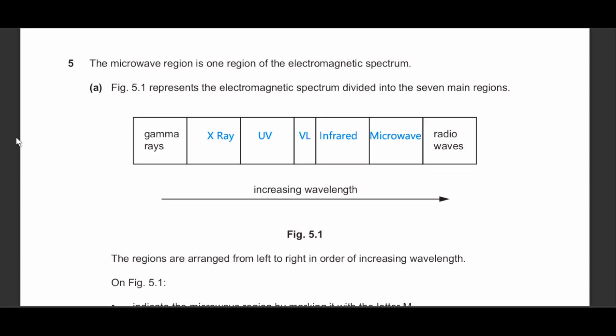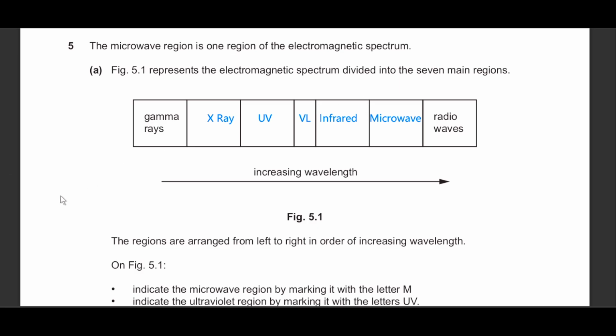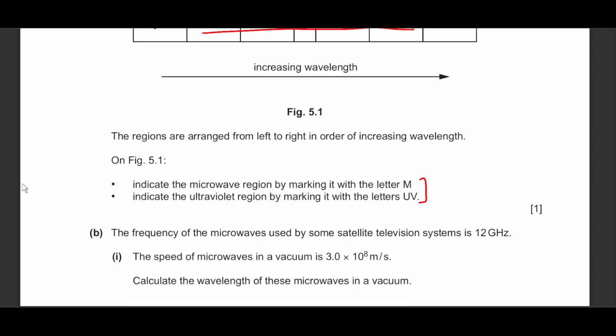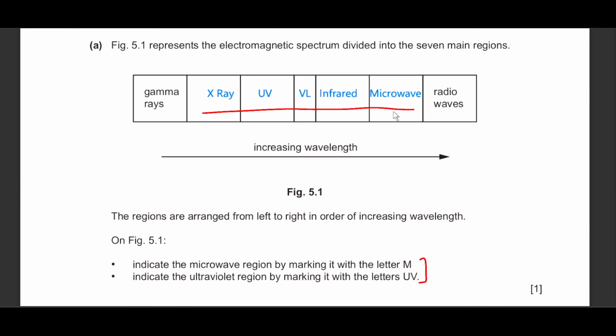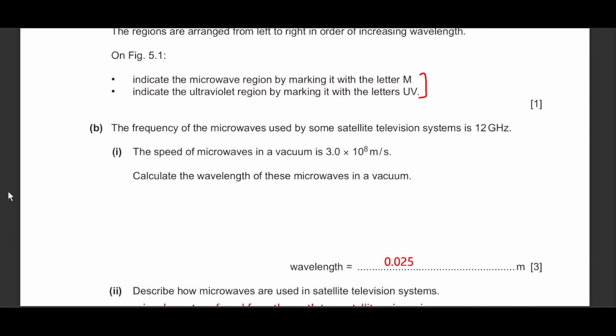Question 5 is from the electromagnetic spectrum. Very rare to see a question like this one, but it is what it is. So I've mentioned all the spectrum, but we were only asked to mention M and UV. So this will be the microwave M, and this will be the UV region. The rest of them I mentioned for your memory, for your revision.